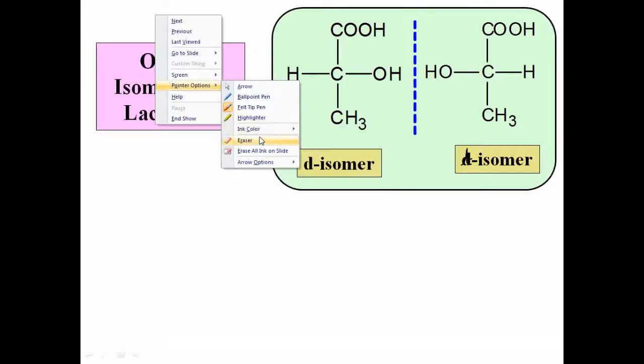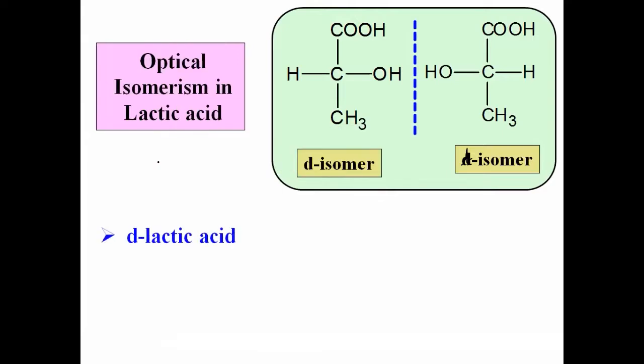Lactic acid exists in 3 forms. See which is the first form: D lactic acid, then the second one is L lactic acid, and the third one is DL lactic acid. These are the 3 main forms of lactic acid.